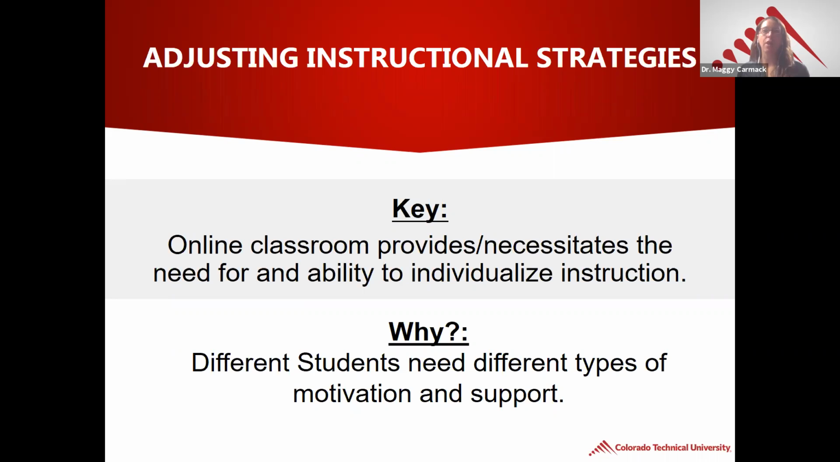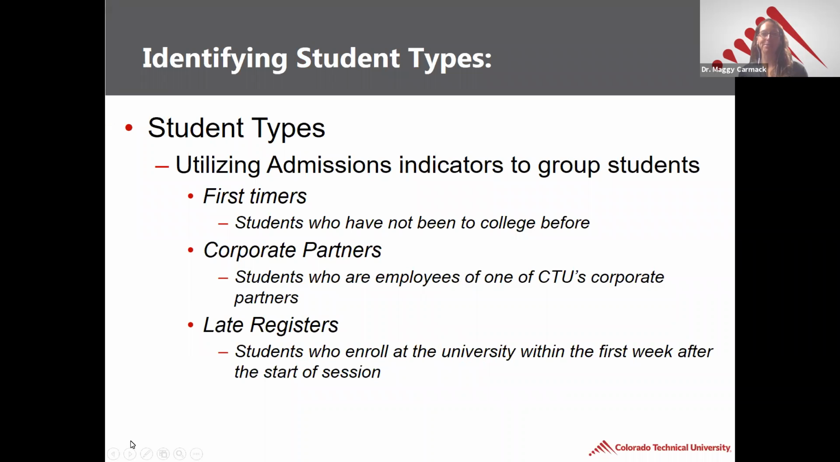And so thinking about student types, what types of students do we have? How do we identify them? And then how do we provide instruction based on those student types? So obviously, step number one is identifying the student types, right? And we at CTU are very lucky that our administration has been helping us with this. And so we're actually using admissions indicators to identify broad groups of students and then schedule them into their first session student success course according to that identified type.